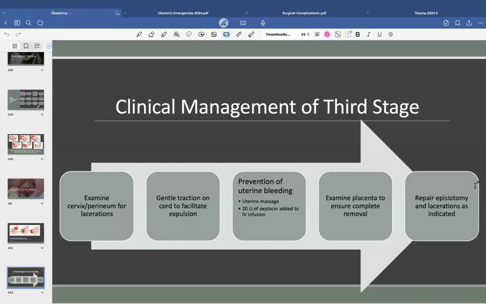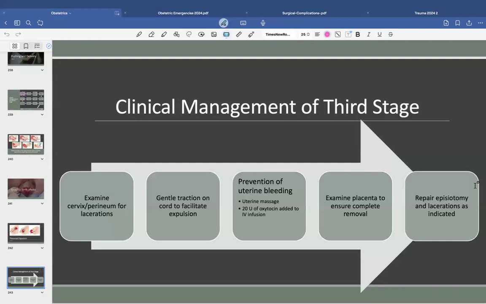So typically, once the placenta is delivered, somebody is doing a good look at it, looking for missing chunks or pieces. They're looking at both sides to make sure that all of that placenta is out. Some moms have to have emergent D&Cs afterwards if it is not all removed. And then we talked about repairing lacerations as needed. So that is the placenta.